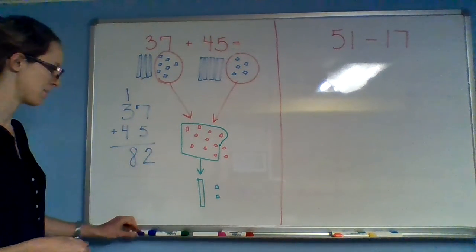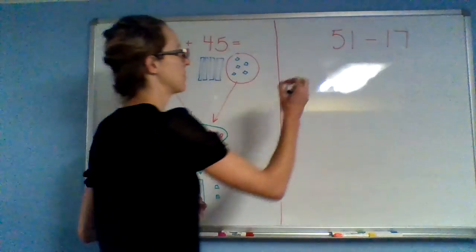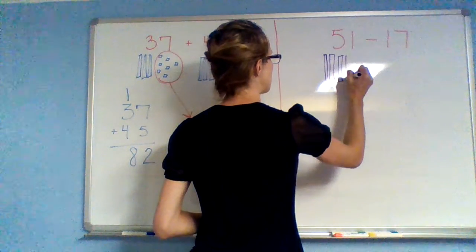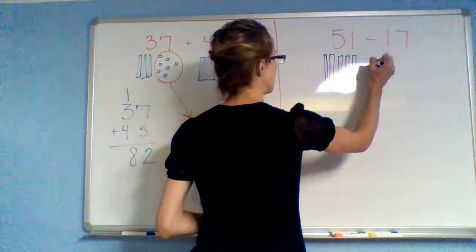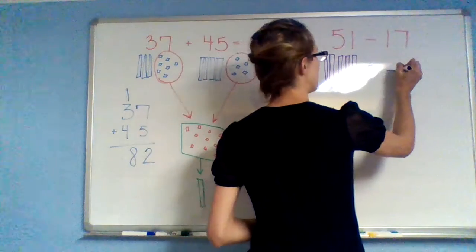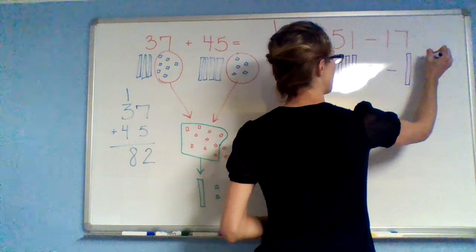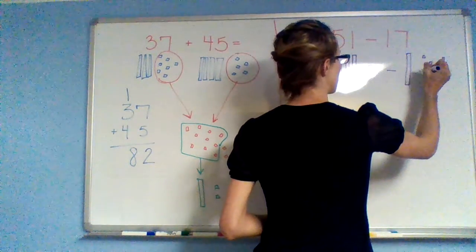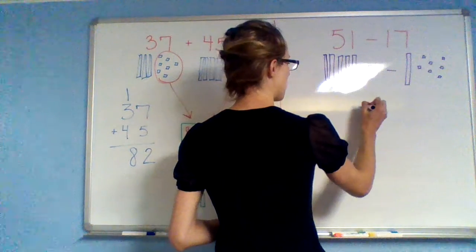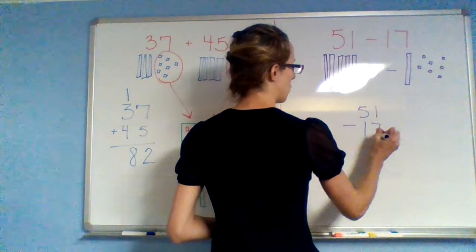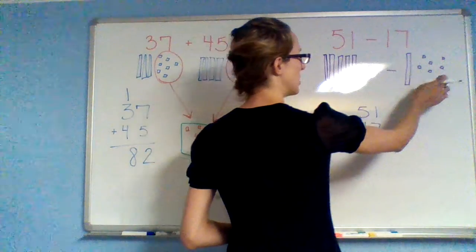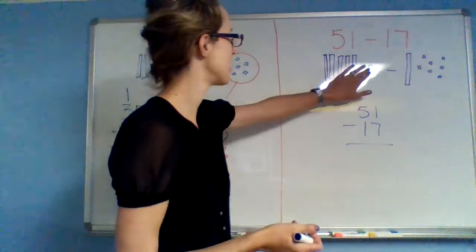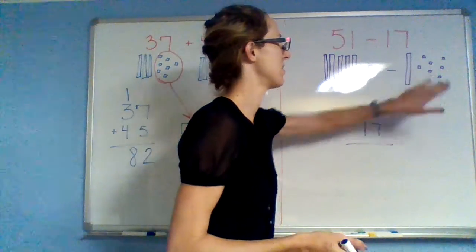The same thing happens sometimes when I'm subtracting. When I'm subtracting, I have the same setup. So I would have 50 is 5 longs and 1 little cube. 17 is 1 long and 7 little cubes. When I'm trying to do 1 cube take away 7 cubes, it's not possible. I don't have enough in this pile to take away this many.